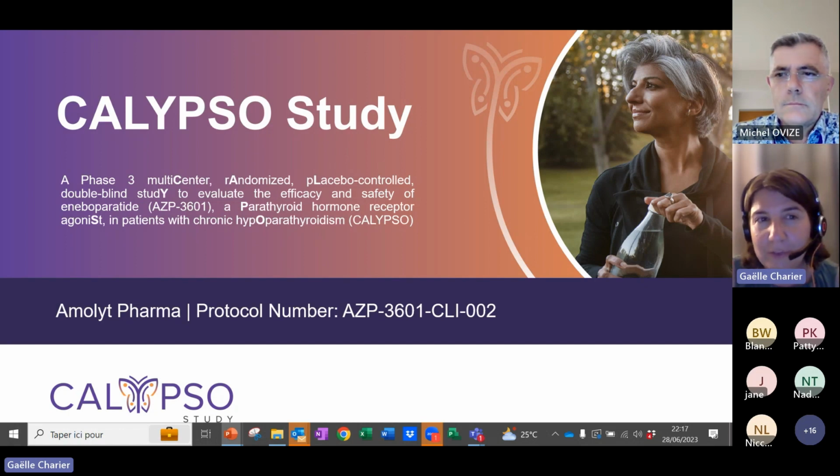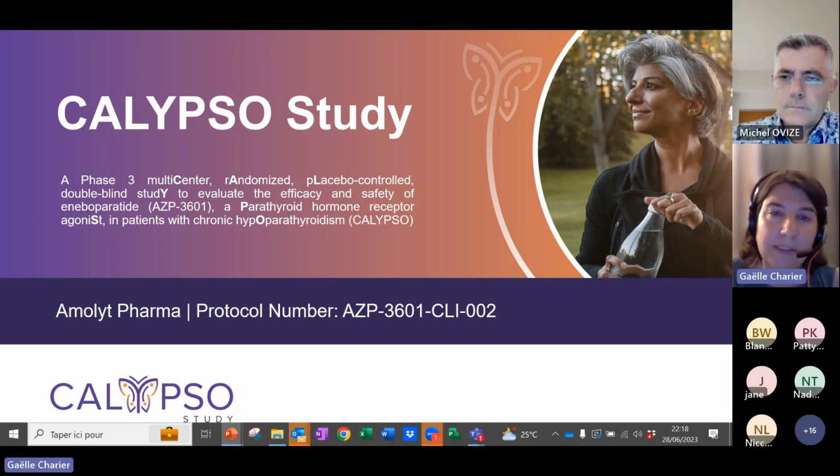So we call this phase 3 study the Calypso study. It's a phase 3, it's a global study, so what we call multi-center. There is going to be a lot of hospitals which are involved in this study. It is randomized and placebo-controlled. That means that at least initially in this study, we are going to compare patients which receive the active drug, eneboparatide, to patients that will receive placebo. And no one will know. This is double blind. And the objectives of this study are to evaluate the efficacy and the safety of the drug eneboparatide in patients with chronic hypoparathyroidism.